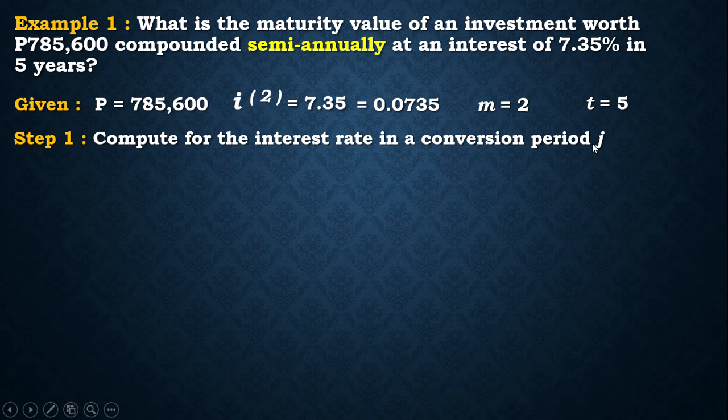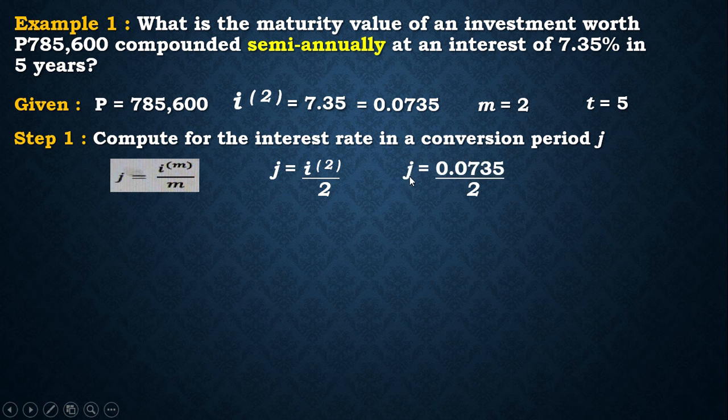So, nakita natin kanina ang formula sa pagkuha ng J. So, step 1 po, ito po muna ang kukunin natin yung J, which is J is equal to the nominal rate divided by the frequency of conversion, or I raised to M divided by M. So, ano nga ba itong I raised to M? I-substitute po natin ito. Yun po yun, yung 0.0735. Ang equivalent niya ay 0.0735 divided by M, which is 2.